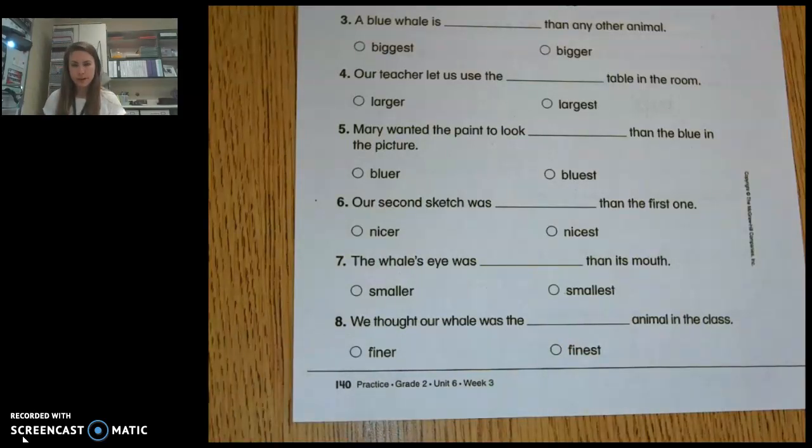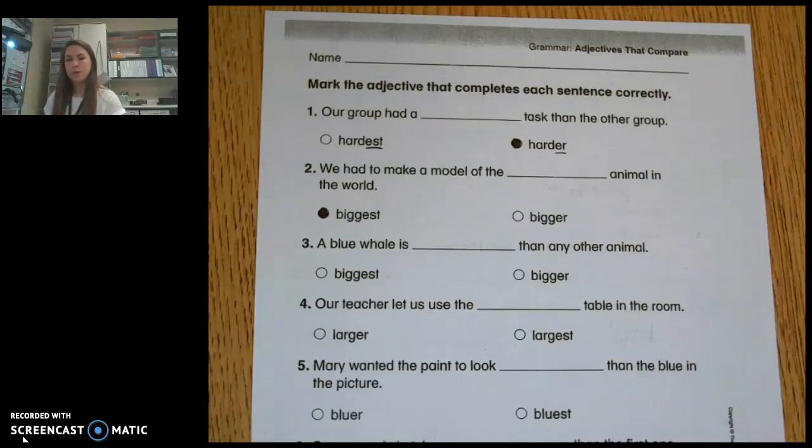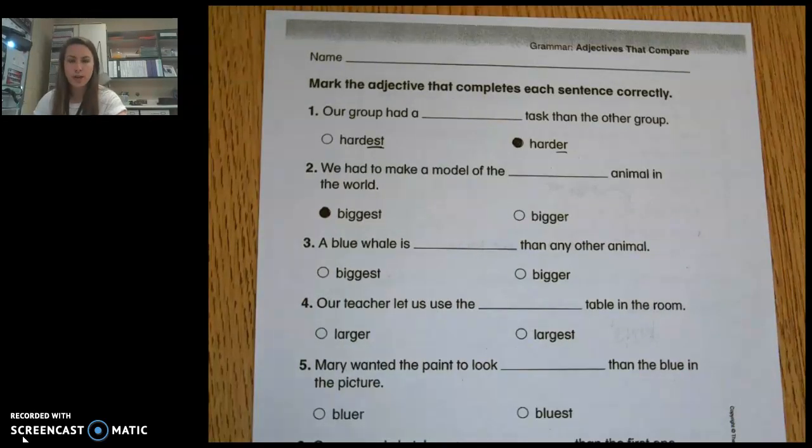So make sure you bubble in the correct word that fits the blank. Put your name at the top after you've checked your work and turn it in.